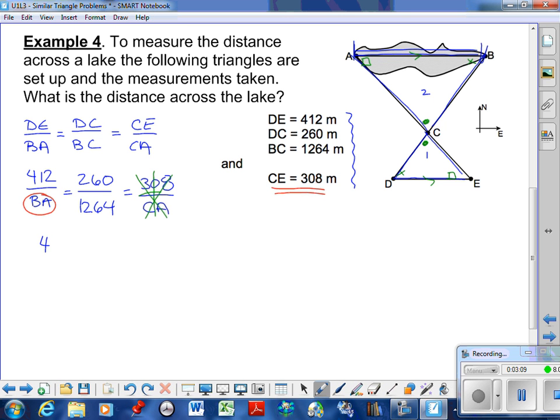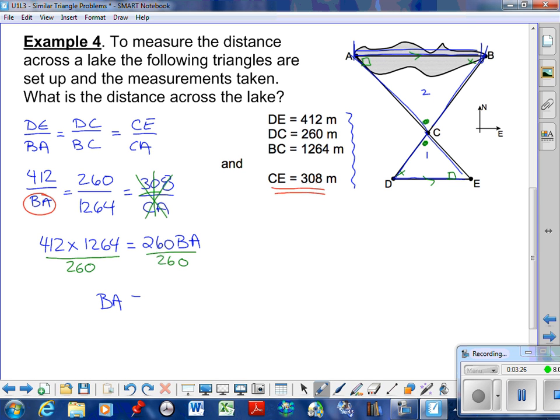Do a cross multiply here. So 412 times 1264 is equal to 260 BA. I want to get BA by itself, so I'm going to divide both sides by 260. Now I'll get BA by itself. So the trick to this question really was twofold. It was A, finding where the similar triangles were or how they laid out, and secondly, realizing you had too much information. So doing a quick calculation just to finish this one up, 412 times 1264, and then I'm going to divide that by 260.